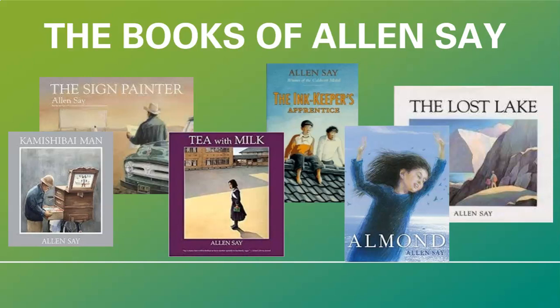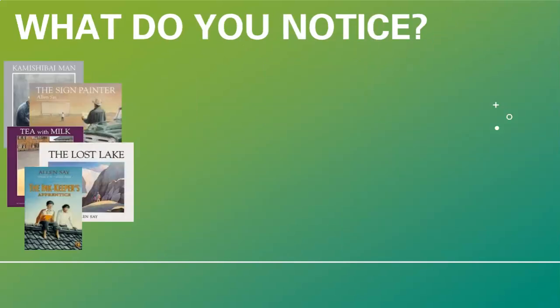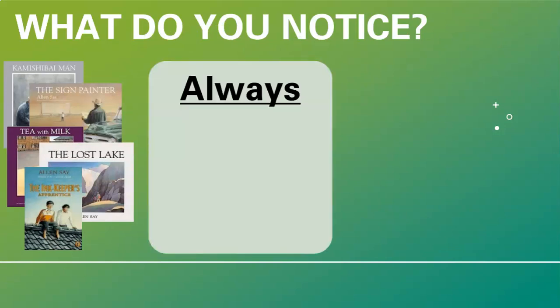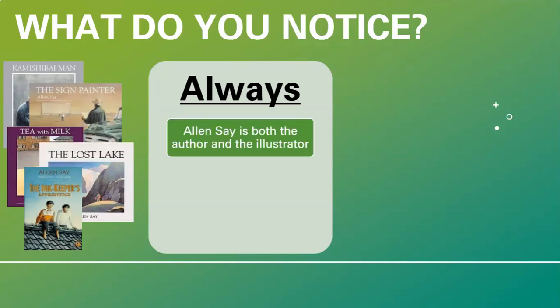Because you know what kind of question I'm going to ask you. Pow! What did you notice about all these books? All right. When we think about these books, we can ask ourselves, what does Alan Say always include in his books? What are the characteristics that are always present throughout his books? And I bet you're thinking to yourself, well, Mr. Remedies, I know that Alan Say is both the author and the illustrator. What an amazing person to be able to write cool stories and create beautiful, beautiful illustrations.